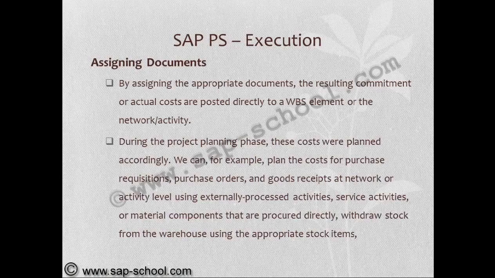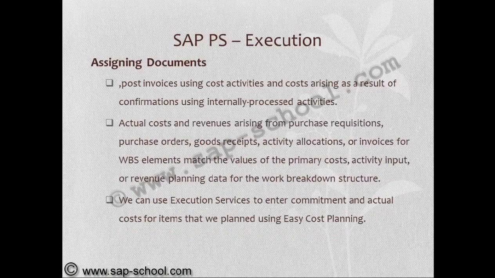Withdraw stock from the warehouse using the appropriate stock items, post invoices using cost activities, and cost arising as a result of confirmations using internally processed activities. Actual costs and revenues arising from purchase requisitions, purchase orders, goods receipts, activity allocations, and invoices for WBS elements match the values of the primary costs. Also input revenue planning data for the work breakdown structure.